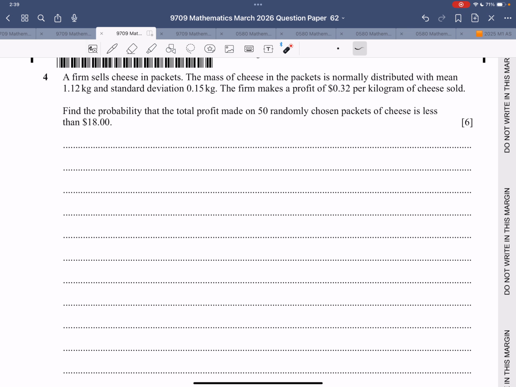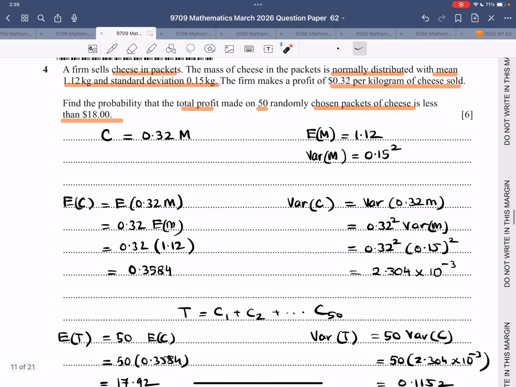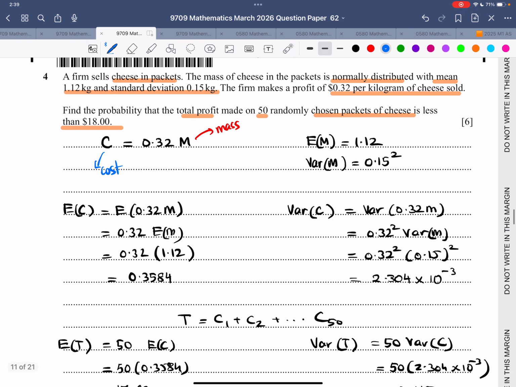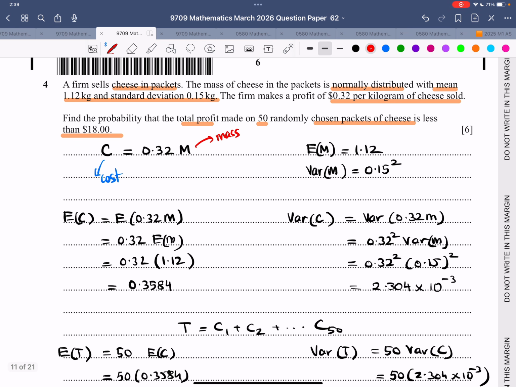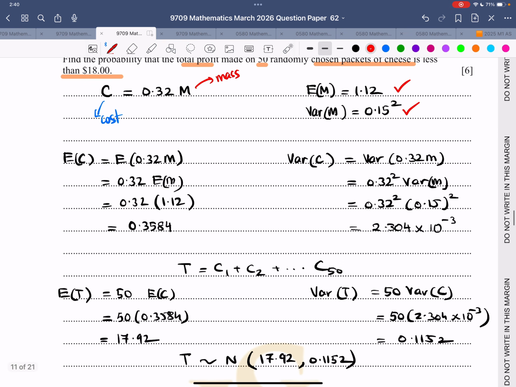For 50 packets, you are adding it for 50. So that is like addition. This is like multiplication. So now over here, let's look at the working. C is equals to 0.32 into M. M is the mass of cheese and C is the cost. So now we have this information that expectation of the mass is 1.12 kg, standard deviation is 0.15, variance is 0.15 square.